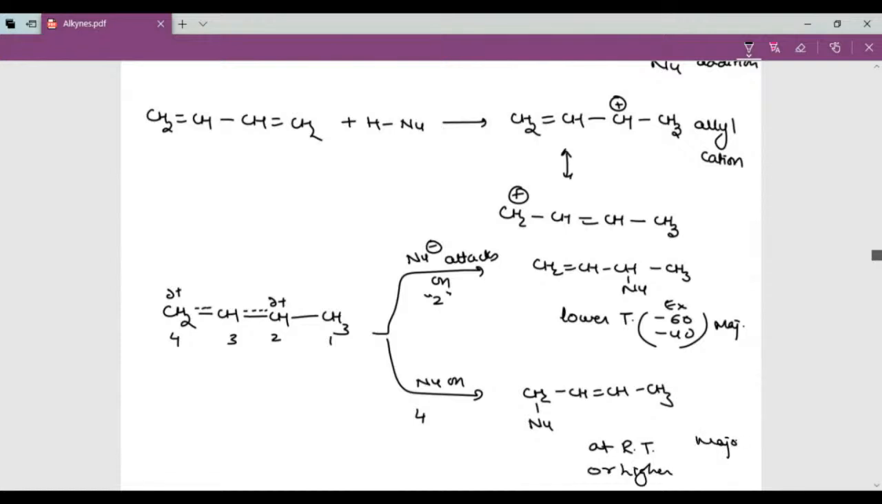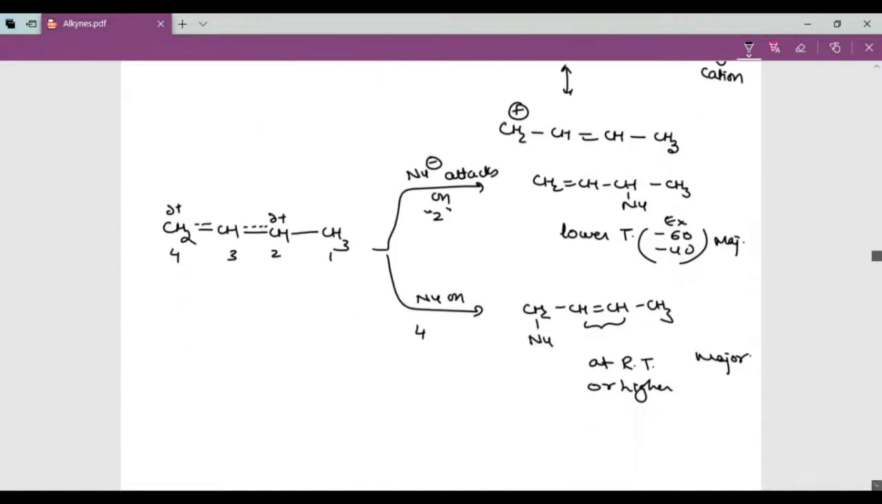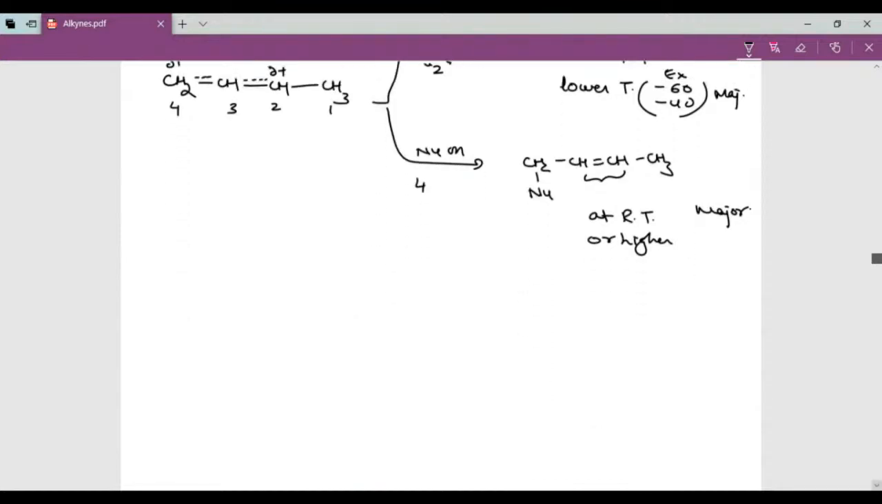This becomes major. Why? Because this alkene is more stable. This is a thermodynamic product. When the product is more stable, then we call it the thermodynamic product. Then this becomes stable due to the formation of more hyperconjugative alkenes. Correct? So please remember this.